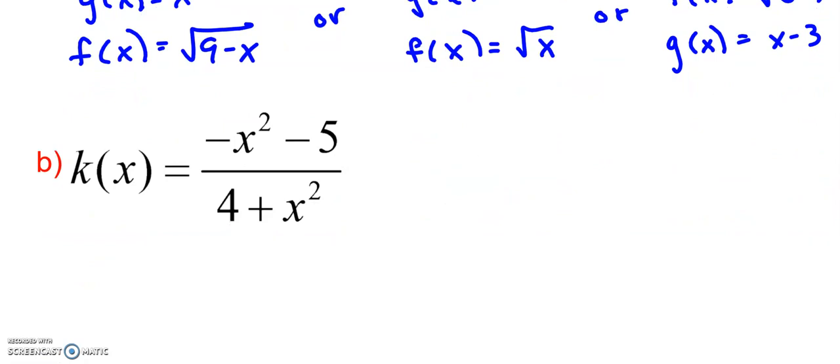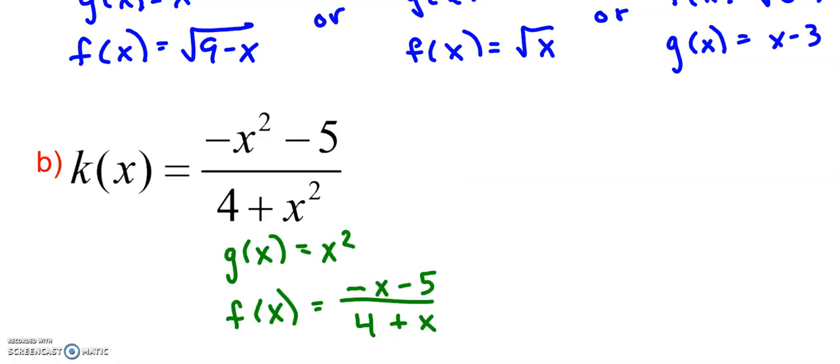Let's give you guys a chance here. Why don't you guys try to come up with at least one way to decompose this function k of x here. Go ahead and put me on pause. I'll be curious to see if anyone did the same thing I did. Many ways to do this. So I saw that there was x squared twice in here, so I decided to make g of x be x squared. And f of x would be negative x minus 5 all over 4 plus x. That would work. I'm sure that there are other answers out there that would work as well, so kudos to you if you came up with something different.